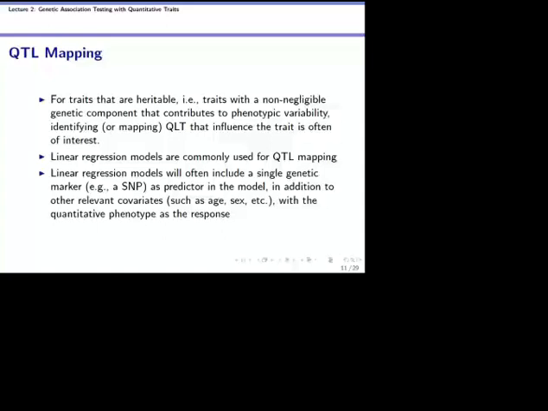Okay. So how do you do QTL mapping? Let's say we have a trait that is heritable. How do we go about identifying the genetic variants that may be influencing the trait? Linear regression models are commonly used. Typically, if we have a GWAS, we'll do single SNP association testing, with the SNP as a predictor in the model, and we use that as a genetic marker. And then we may include other covariates that may be involved in the trait, such as age and sex, and it's going to be trait specific.